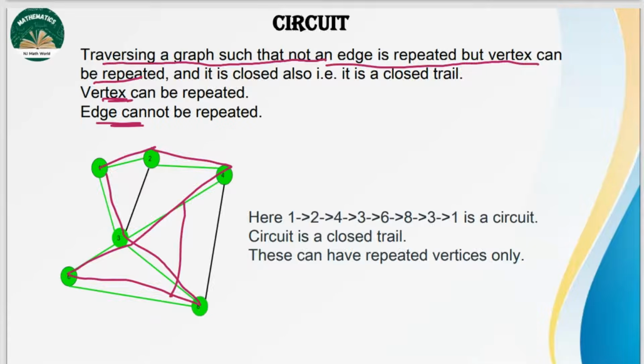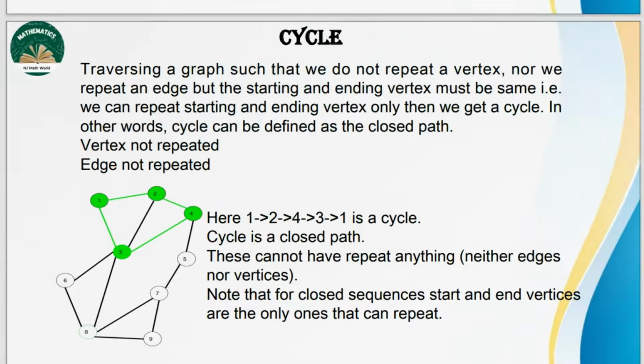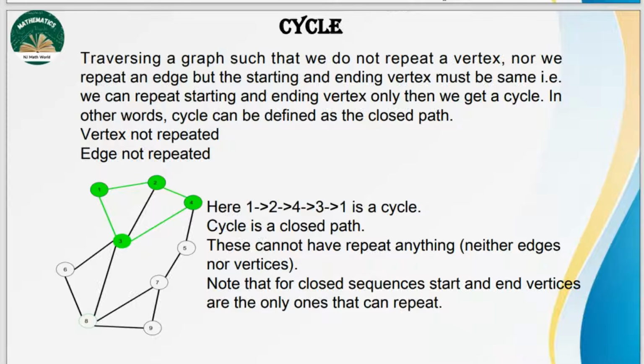Then next one, you have cycle. What is meant by a cycle? Traveling a graph such that we do not repeat any vertex nor repeat any edge, but the starting and ending vertex must be the same. If the starting and ending vertex is the same and we do not repeat any vertex twice or edge twice, it is called a cycle.